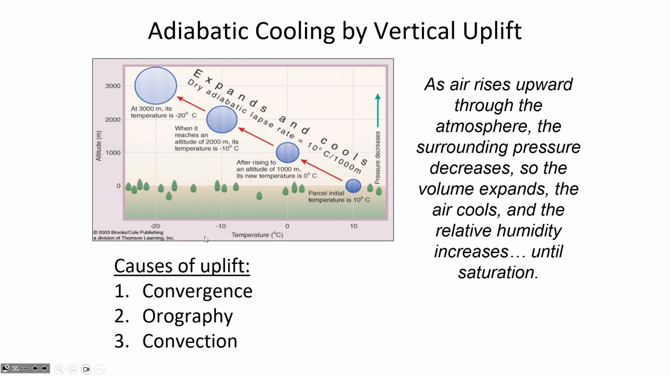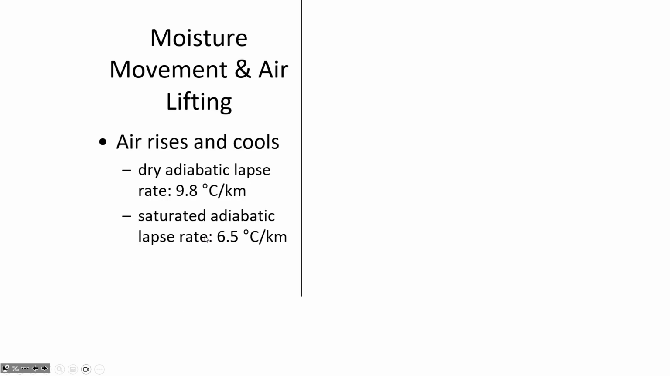And you should memorize these terms. These 3 terms are going to be on the vocabulary list that I give you. Convergence, which means things coming together. Orography, which is air being lifted over a mountain. And then convection, which is air that's lifted due to daytime solar radiation. So those are the 3 main causes of uplift. Let's talk about each one of them individually.